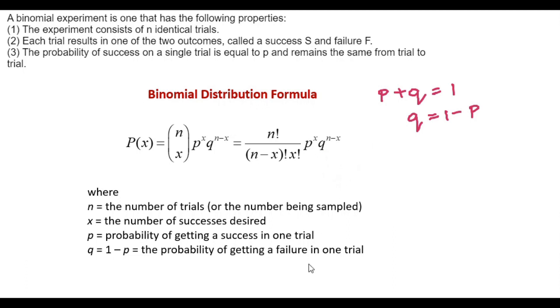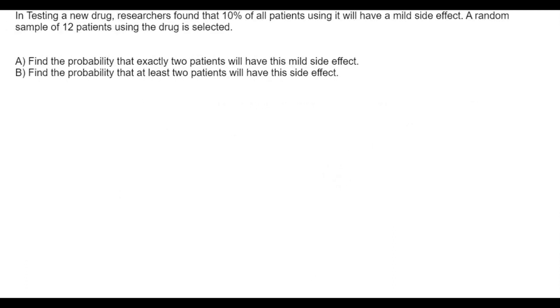Now let's see a problem. In testing a new drug, researchers found that 10% of all patients using it will have a mild side effect. A random sample of 12 patients using the drug is selected. Here, the trial is the 12 patients. So n equals 12, and 10% of all patients using it will have a mild side effect. That means 90% of patients do not have a mild side effect.